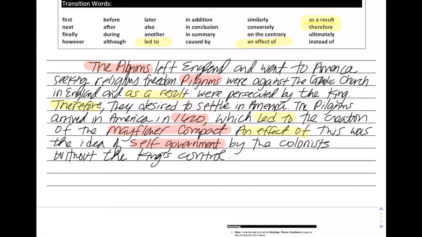Right? So we're talking about cause and effect. Therefore, right, what's going on next? Therefore, they desired to settle in America. The Pilgrims arrived in America in 1620, so I'm bringing in a specific piece of detail for that analysis, which led to, now I'm giving some bigger thoughts here, the creation of the Mayflower Compact. An effect of this was the idea of self-government by the colonists without the king's control. So this is just a nice summary of that paragraph, and it tells us, the teachers, that you understood what you read.